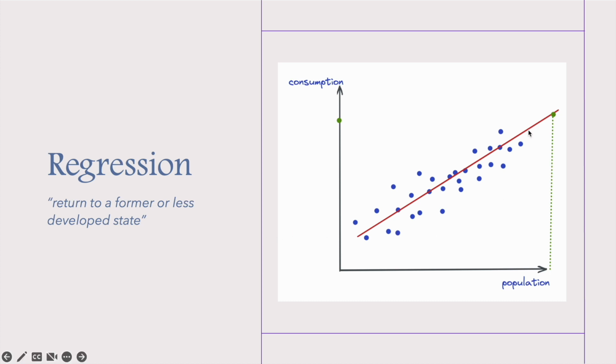So think that we have this kind of data like population and consumption. These blue points represent the consumption amount for each population. Okay, basically we will try to regress this data distribution to this linear function, which is the less developed state, right? And if you can express this data distribution with this line, with this less developed form, then you can predict the consumption amount for any other unknown population.